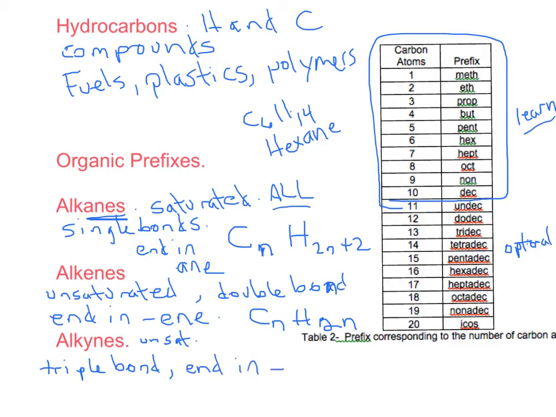Y-N-E. And for those of you who are welders out there, you use acetylene, which is actually a triple bond compound. So technically your acetylene should be called ethyne. It's C2H2, so it should be ethyne instead of acetylene. So the general formula is CnH2n minus 2. Sounds about right.